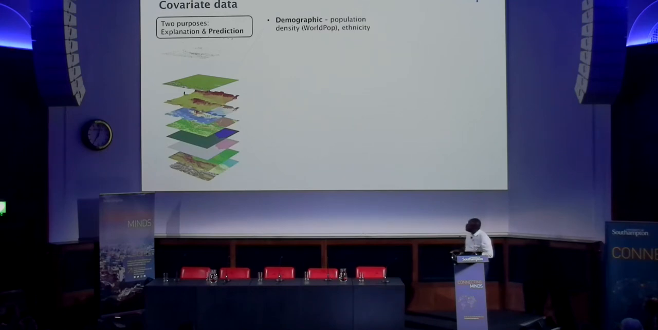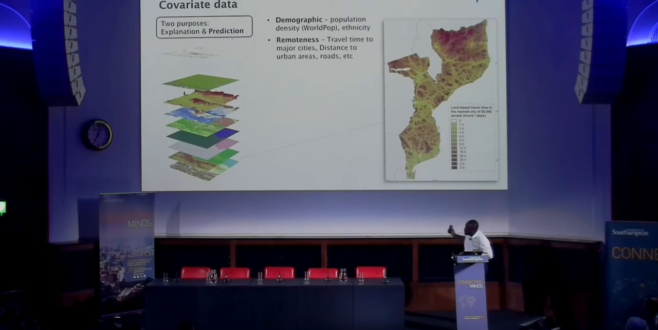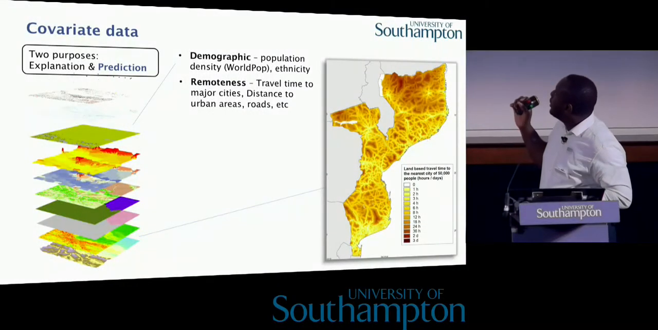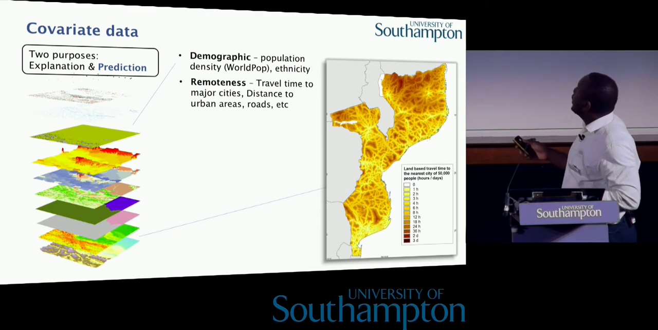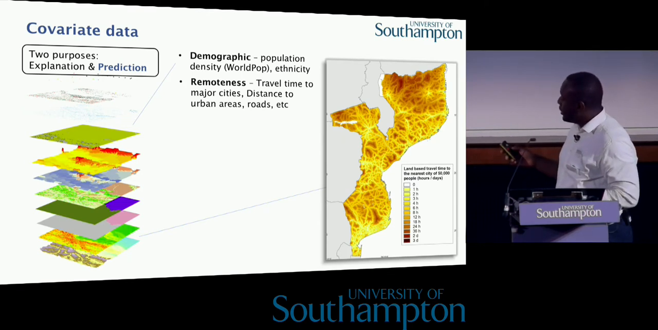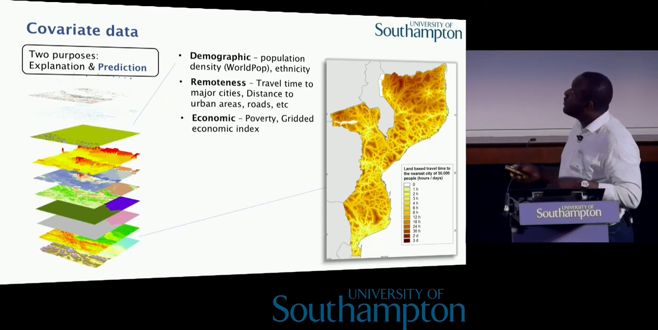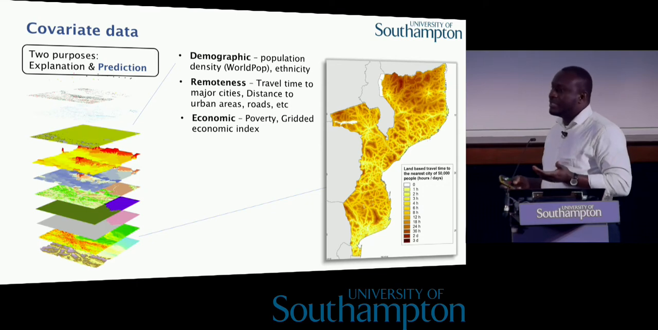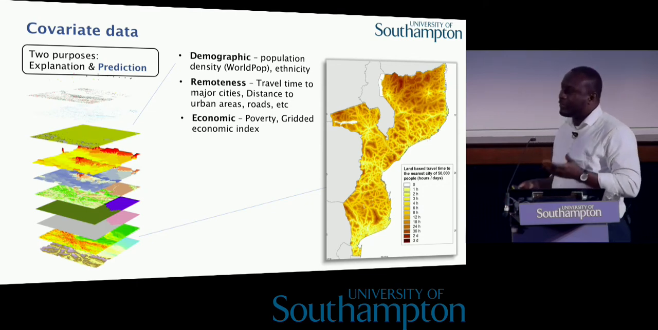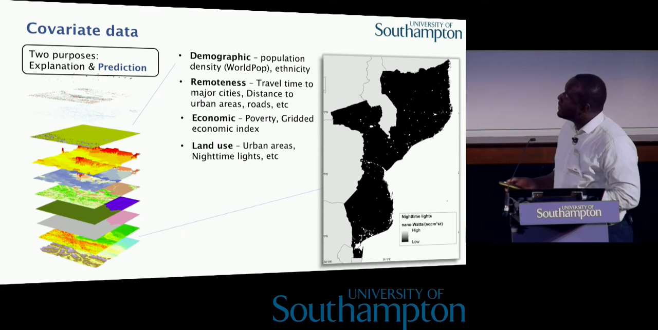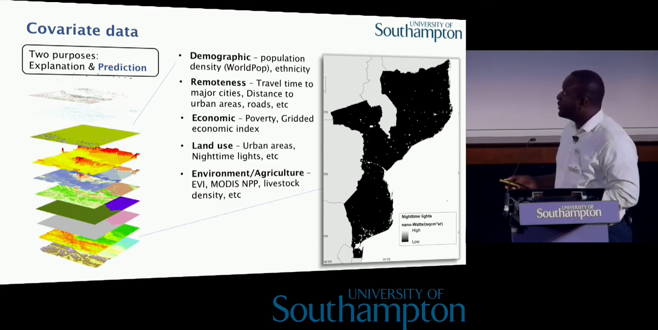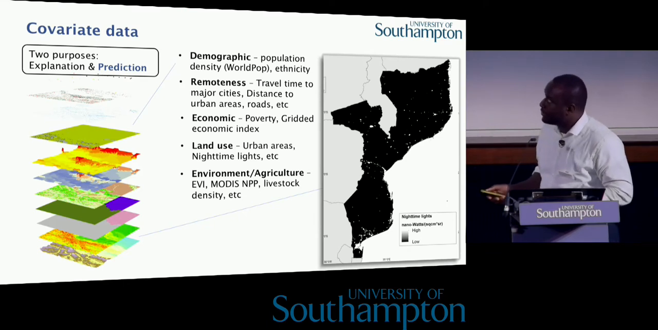So this could be demographic variables, things like population density, ethnicity. This could be remoteness variables, things like travel time to major cities, as we can see here for Mozambique, with the brown areas being areas where travel time is high, and the yellow areas being areas that are close to cities or high population areas. And we could have some economic variables because we know that children that live in poor areas, for example, tend to have lower coverage levels than children that live in richer areas. So we could have land use information and some information on environmental variables and agricultural variables.